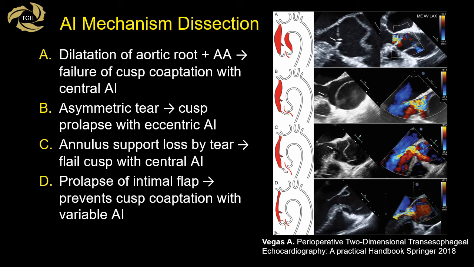B indicates an asymmetric intimal tear that depresses one cusp below the coaptation line, resulting in cusp prolapse and eccentric AI. C indicates annular support is disrupted by the tear, resulting in a flail cusp and central AI. D indicates prolapse of the intimal flap through the aortic valve in diastole, which prevents cusp coaptation, resulting in a variable amount of AI.